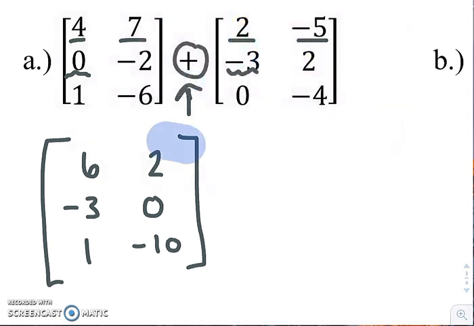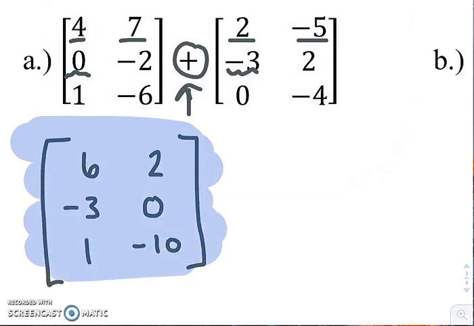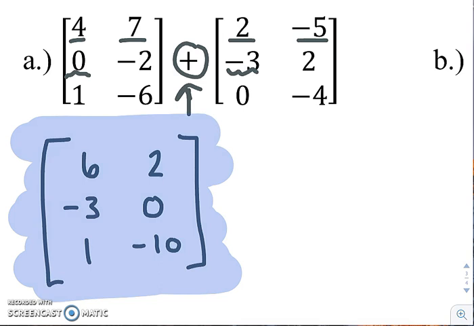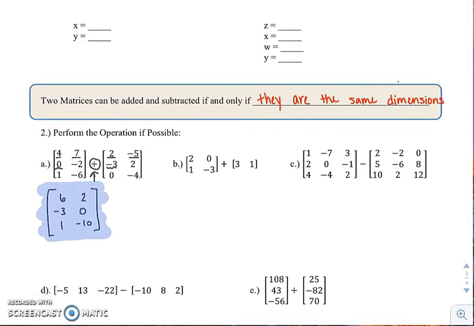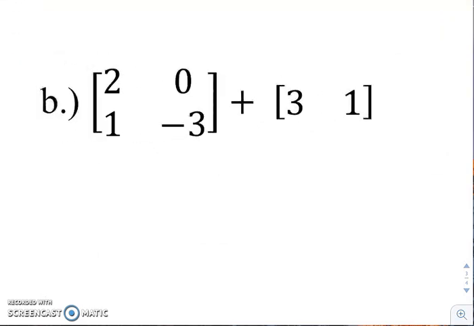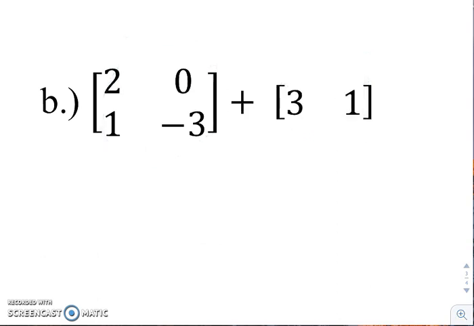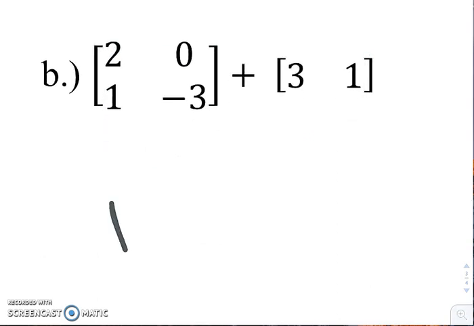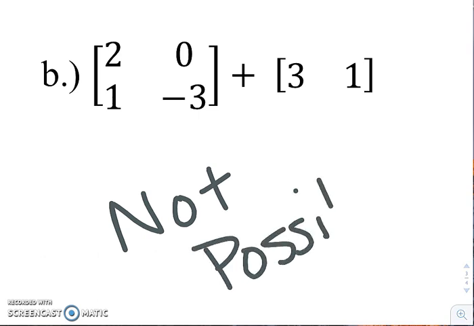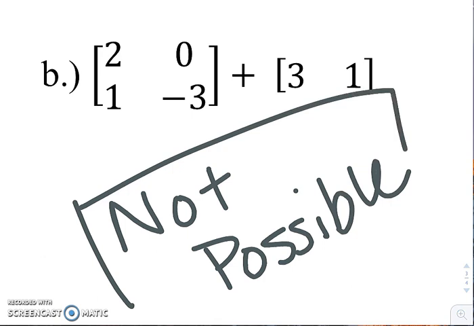Now for the subtraction, sometimes it gets a little tricky, just because of the negative sign. So if you need to, physically type it in your calculator. So let's look at B. We've got a 2 by 2 matrix and a 1 by 2 matrix. Since these are not the same dimensions, we would not be able to add these two together. So that one we don't even need to do because it's not possible.